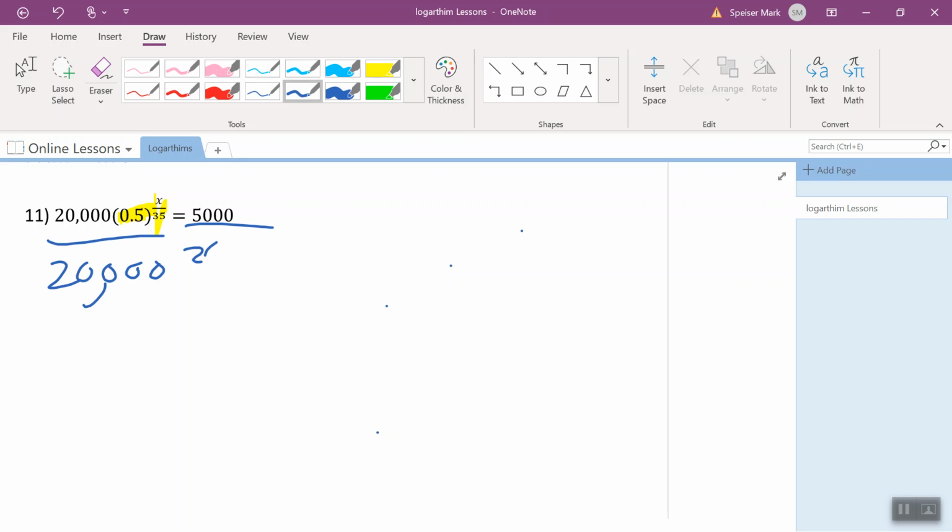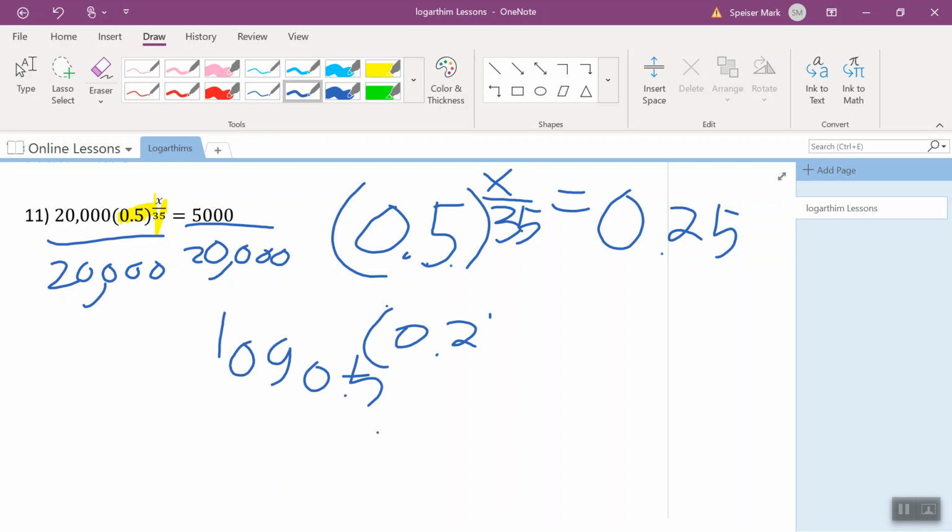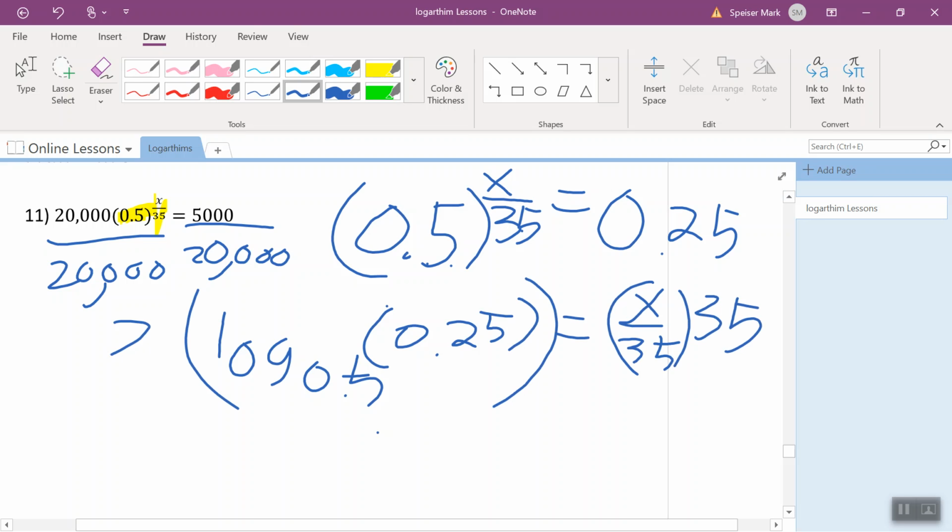So you divide both sides by 20,000. Get 0.5 to the x over 35 equals 0.25. Use log of base 0.5 of 0.25 equals x over 35. Multiply both sides by 35. Plug this into the calculator.